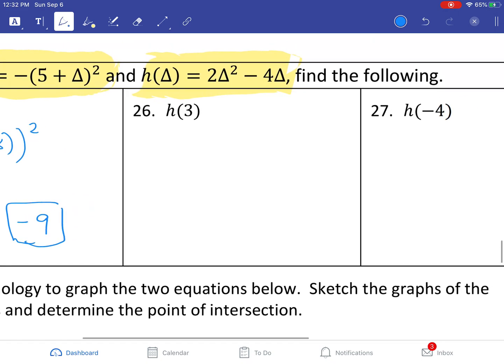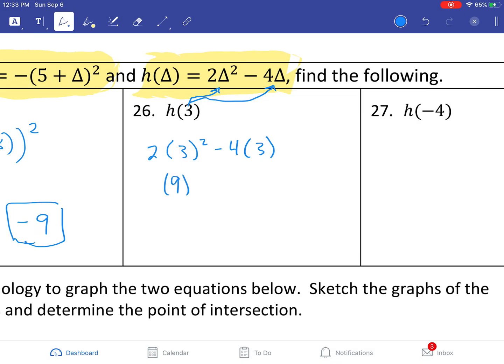All you're doing is simplifying the expression. For 26, you have h of 3. So you're going to put the 3 in for both triangles. So you have 2 times 3 squared minus 4 times 3. Again, notice I'm replacing the triangles with a 3 in parentheses. Now we do the order of operations. 3 squared goes before 2 times 3, so 3 squared is 9. Times 2, minus 4 times 3 is going to give you 12. 2 times 9 is 18. 18 minus 12 is going to give you 6.